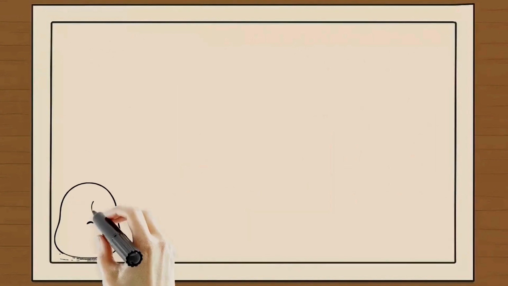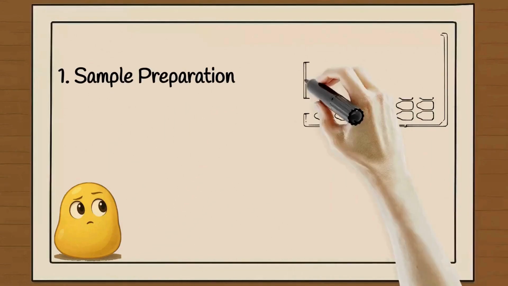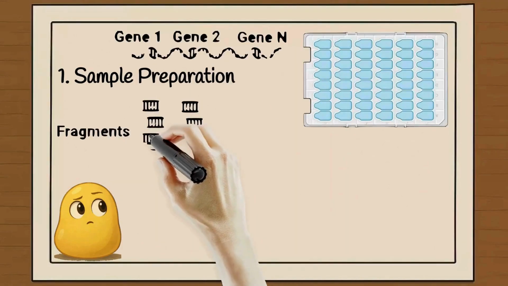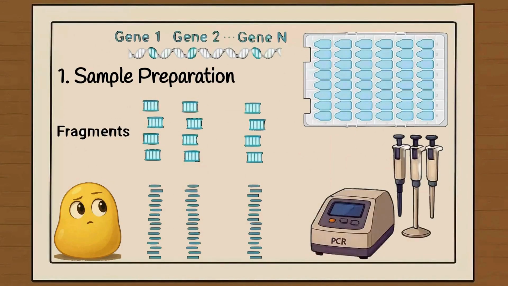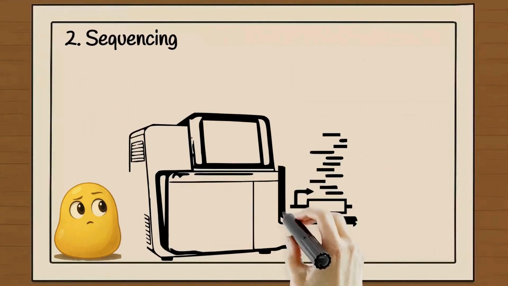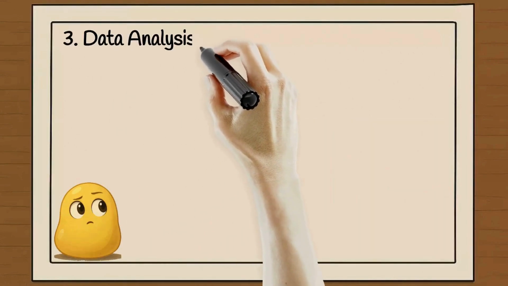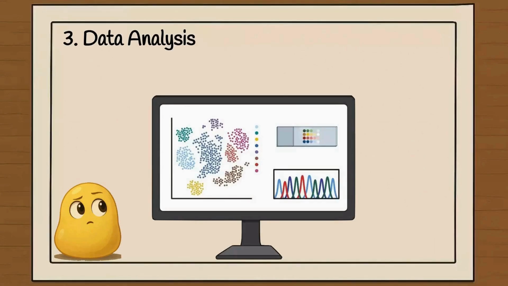The basic workflow involves: 1. Sample preparation. We start by extracting the DNA, and often we need to fragment it into smaller pieces for easier analysis. We might even use PCR to amplify the gene of interest before we get to the sequencing part, a technique we've already covered in detail. 2. Sequencing. This is where we run the reaction to generate the DNA sequence. 3. Data analysis. Finally, we use powerful computational tools to assemble the sequence and identify any errors or mutations.